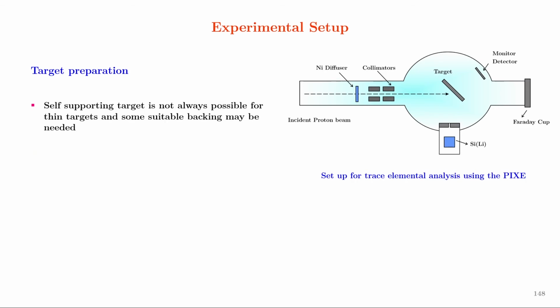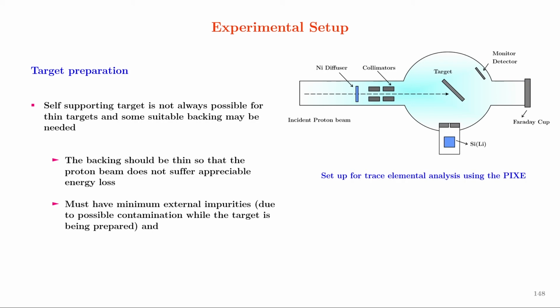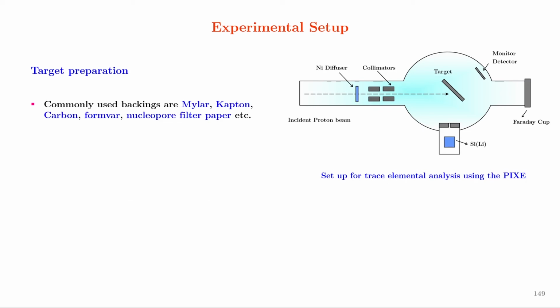A self-supporting target is not always possible for thin targets, and some suitable backing may be needed. The backing should be thin so that the proton beam does not suffer appreciable energy loss. It must also have minimum external impurities due to the possible contamination while the target is being prepared, and should have sufficient mechanical strength to withstand the beam bombardment. Commonly used backings are Mylar, Kapton, carbon, formvar, nuclear pore filter paper, etc.